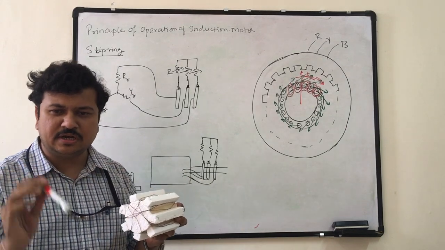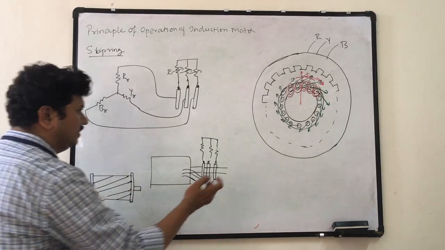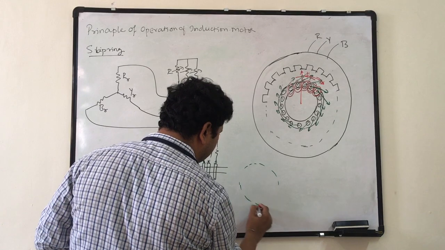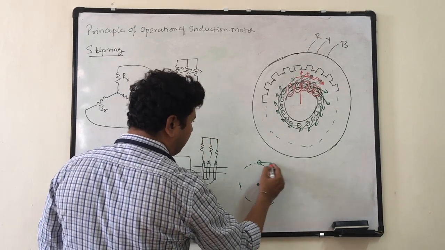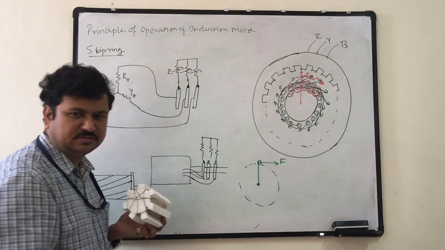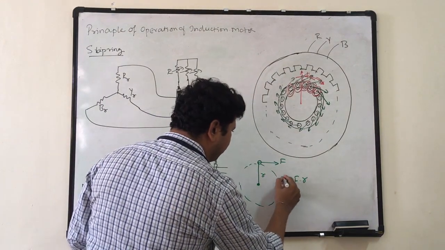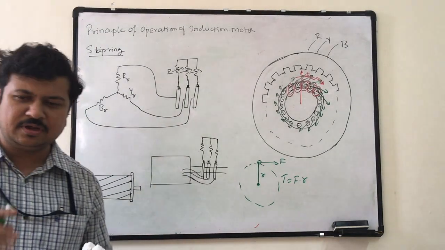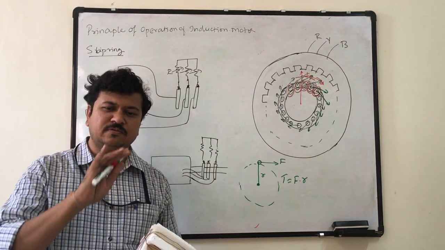A force that is tangential to the radius is what produces torque. Now these are the conductors. Suppose this is a conductor placed and it experiences a force at some radius. So F into R is nothing but my torque. So a torque is produced in the motor. We never talk in terms of force in motors. We always talk in terms of torque in motors.